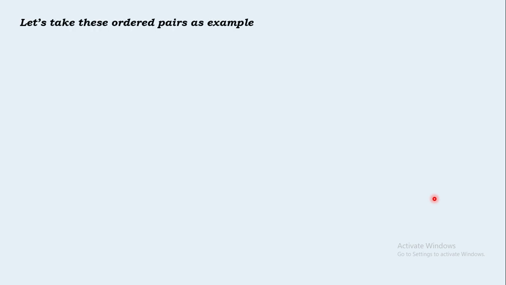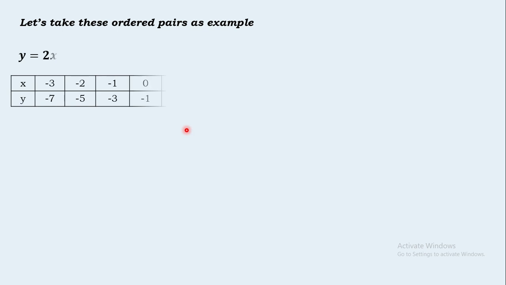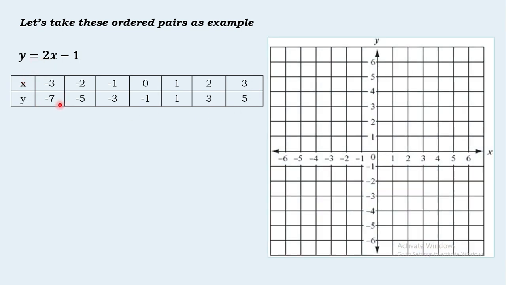So let's take these ordered pairs as examples. Given the same function, y equals 2x minus 1, again, we have here the table of values from this function. If we are going to plot these ordered pairs in the Cartesian plane, since we are talking of the graph of an inverse function, we should not forget that the graph of an inverse function is just a reflection of the graph of the original function.